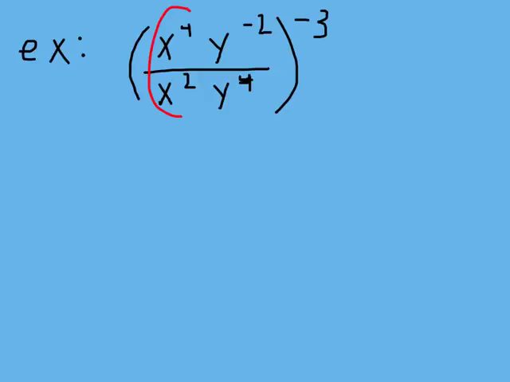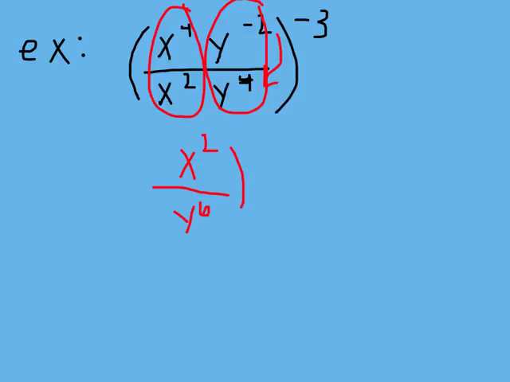So let's go ahead here. We're going to combine the x terms and the y terms first. Because I have x to the 4th over x squared, that ends up being x to the 2nd power because I subtract them. And then I have y to the negative 2 over y to the 4th. So I have y, and I'm going to subtract 4 from negative 2, so that would be y to the negative 6th. And then we're going to take that to the negative 3 power.